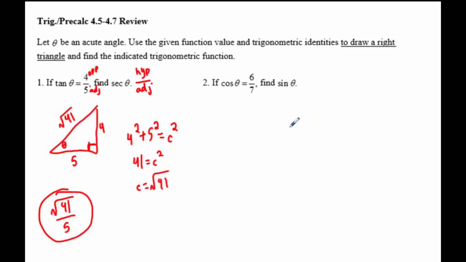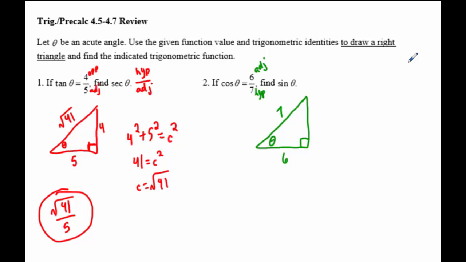And then the next problem is really similar. They just give us cosine and we're going to find sine. So set up your right triangle if you haven't already. All of your right triangles can look pretty much the same if you want them to. Pick an angle. Think about what cosine is. It's adjacent over hypotenuse. So that means 6 is the side next to theta and 7 is the hypotenuse.